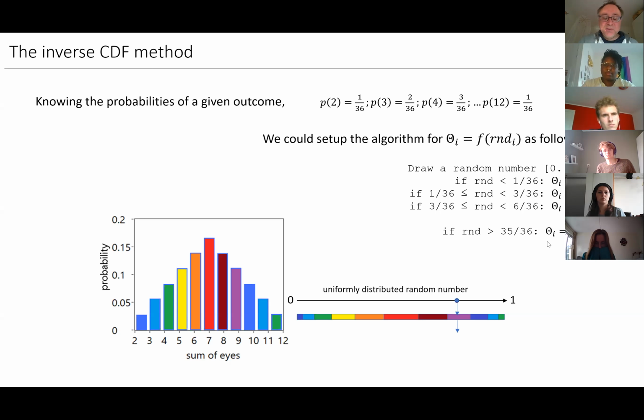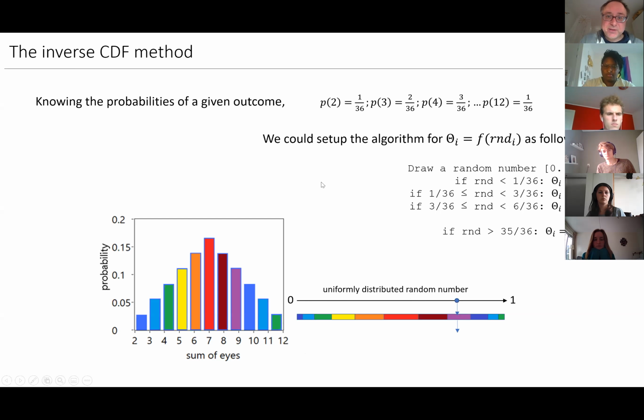So what we've actually been doing then in that case is looking at that uniformly drawn random number and seeing in which segment of the histogram it falls, and then we assign that random number. So how does that work?